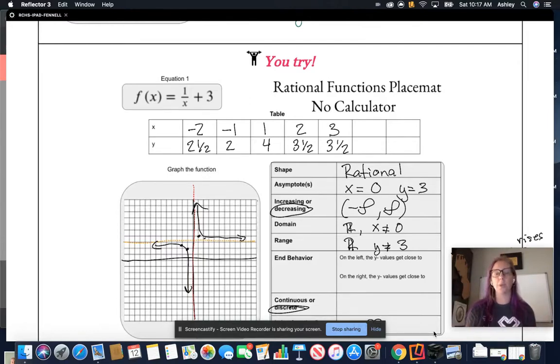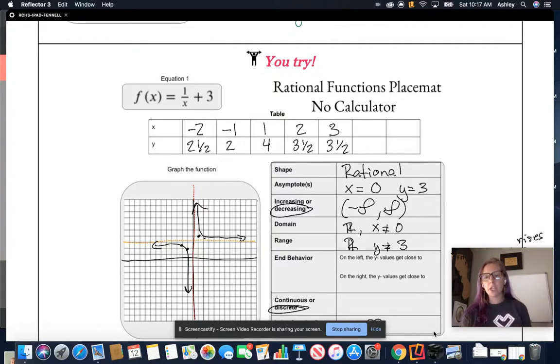In this case, the asymptote is at 0. That's the value of x that would break this function. So I started with -2, -1, and then I skipped 0, of course, went to 1, 2, and 3. And that's how I got my values, again just plugging in those values of x, solving for y, or f of x, as the case may be.